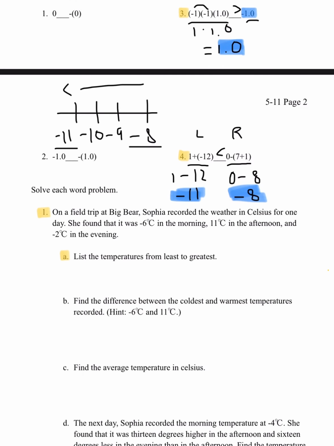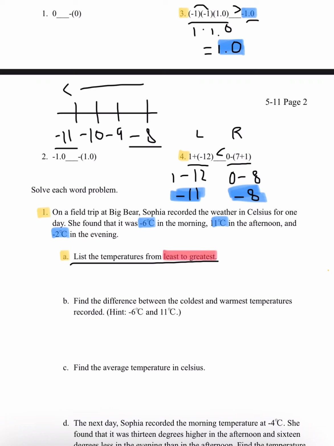Lastly, we have a word problem. I'm going to be going over number 1A. So number 1, it says, on a field trip at Big Bear, Sophia recorded the weather in Celsius for one day. She found that it was negative 6 degrees Celsius in the morning, 11 degrees Celsius in the afternoon, and negative 2 degrees Celsius in the evening. In A, it tells us, list the temperatures from least to greatest. And the 3 temperatures that Sophia recorded are negative 6, 11, and negative 2. So we have to put that in order of least to greatest.